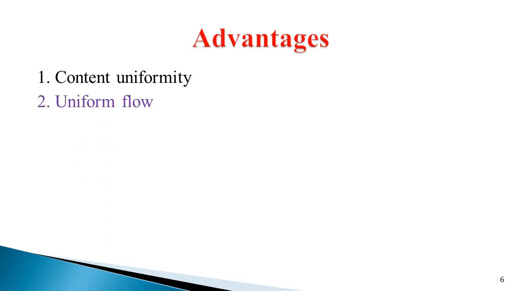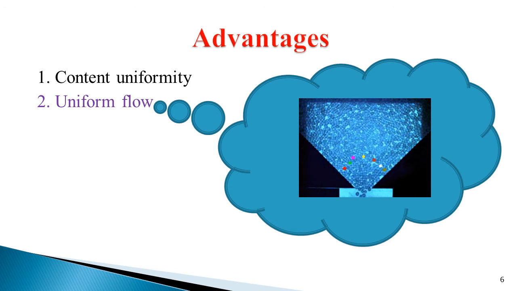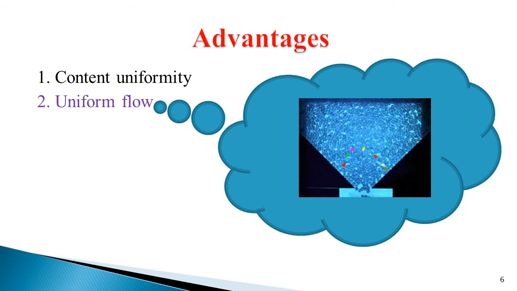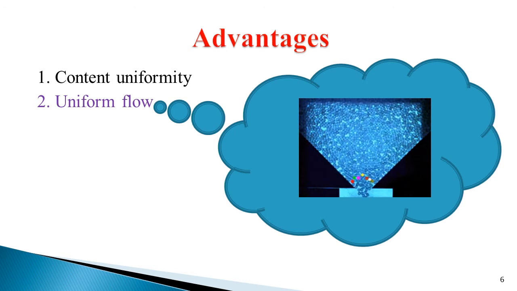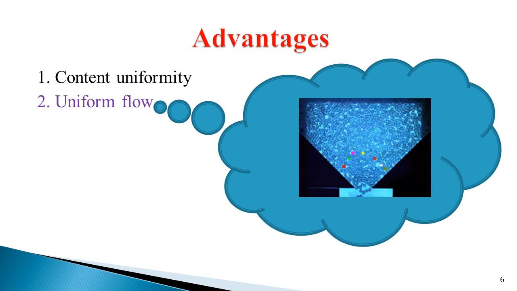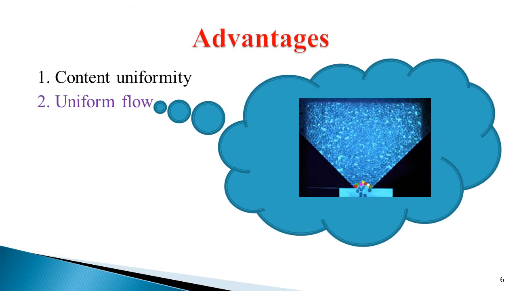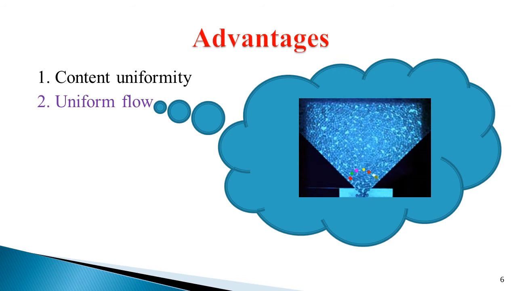Next, uniform flow. We know very well that small particles show uniform flow. So size reduction achieves this objective. Here you can see the animated diagram in which powder particles are flowing very easily. This uniform flow can be attained by size reduction, by reducing the particle size. It is mostly applicable for the powder material when it is to be filled into dies during compression of tablets.